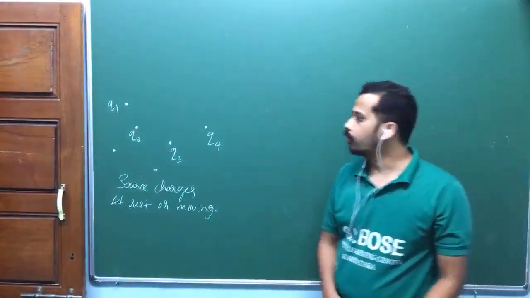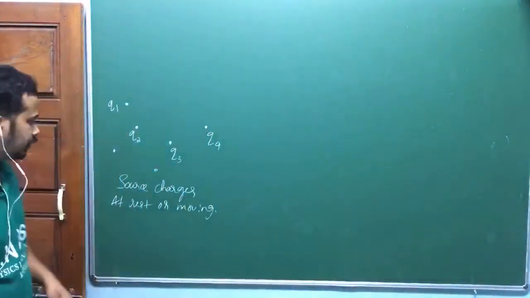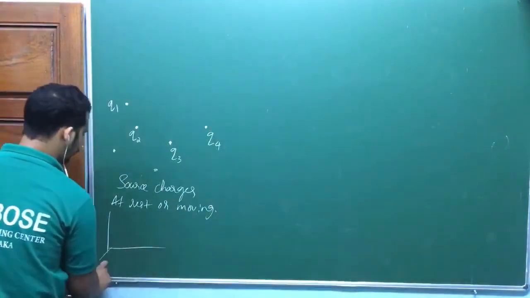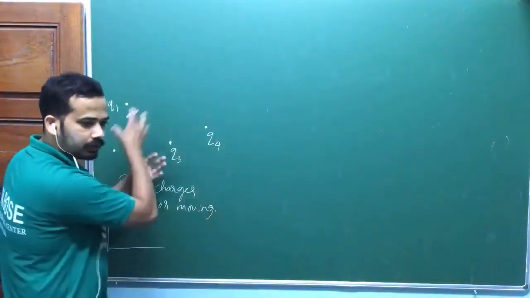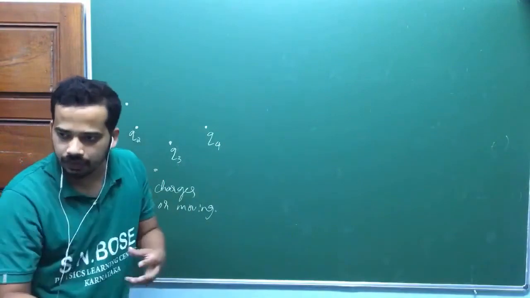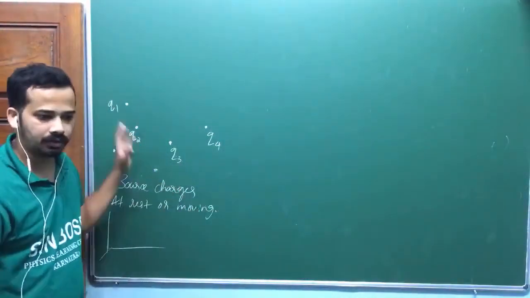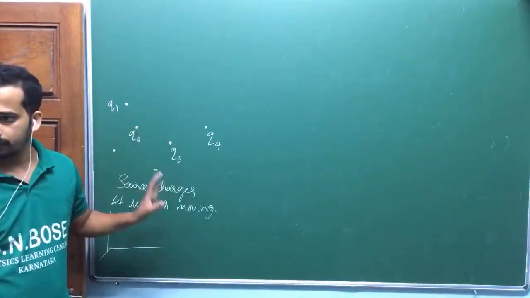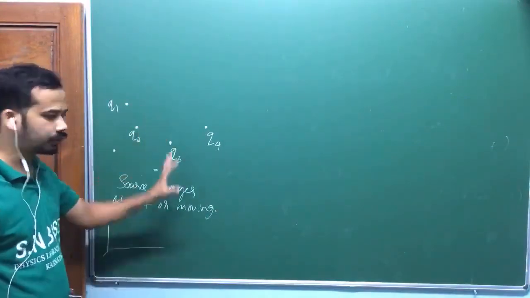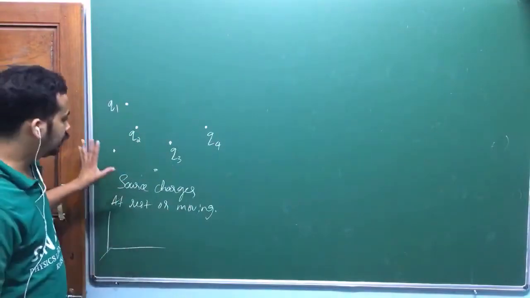So we know their location with respect to some origin. Let me take some origin here. We know how they are moving. We know their velocity, and we know their acceleration if they are accelerating. We have that information. We call those source charges. Again, this is known.